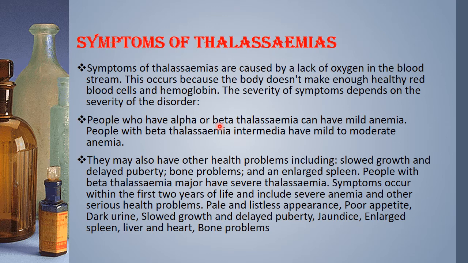Those types of patients may have a pale, restless appearance. Actually, they are complaining of poor appetite. If we go in depth further, we could see that they are complaining of dark urine, slow growth and delayed puberty, and specifically the hormonal system is going to be affected. Jaundice and enlargement of the spleen, that is to say, the hepatomegaly and the splenomegaly.